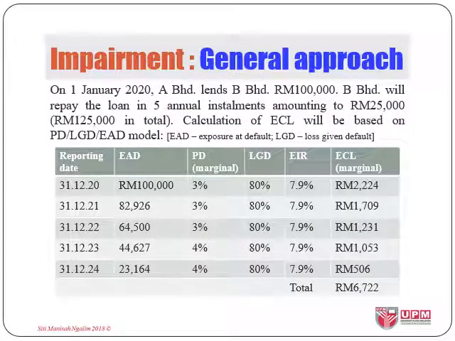Let us now look at a simple example on how to calculate the ECL. Here we have A Berhad that lent to B Berhad for 5 years. The effective interest is approximately 7.9% at 1 decimal place without any changes over the 5 years, and the loan is measured at amortized cost, thus classified as a financial asset at amortized cost. The installment payment is 25,000 ringgit a year, which amounted to 125,000 ringgit for the entire 5 years.